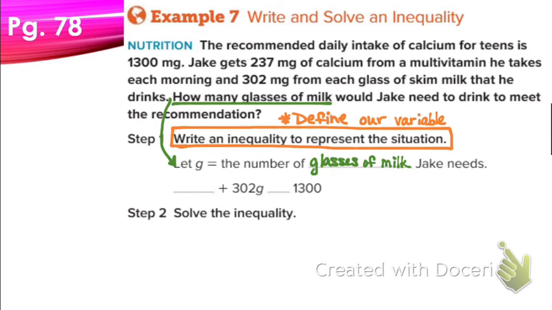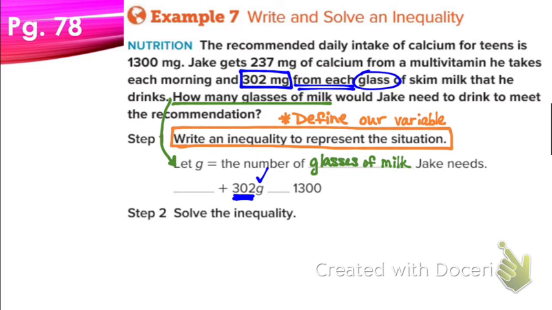They have part of the inequality filled in for us. Where did they get this 302 number from? Where did that come from? Milligrams for each glass. Milligrams from each glass. That's why it has the G next to it here. 302 for every glass of milk. So if he has 2 glasses of milk, that's going to be 604. If he has another glass of milk, now we're at 906. The amount of calcium that he gets increases with each glass of milk that he drinks.